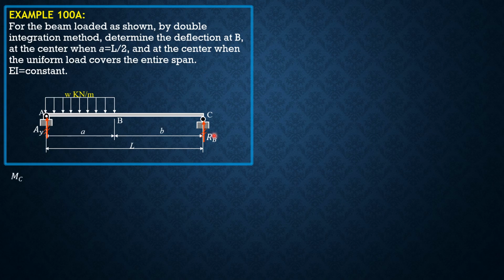So summation of moment about C equals 0, equals AY times L minus W times A, quantity A over 2 plus B. So minus WA times A over 2 plus B. So AY equals WA over L, quantity A plus 2B over 2, or WA over 2L, quantity A plus 2B, by simplification.